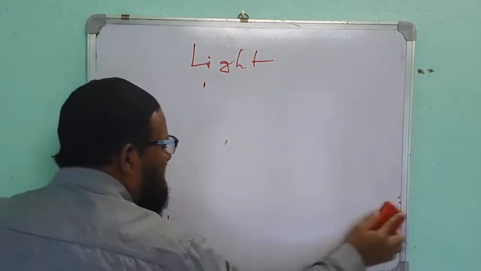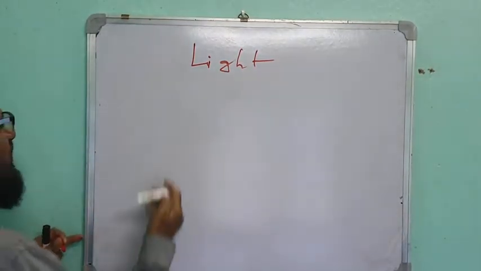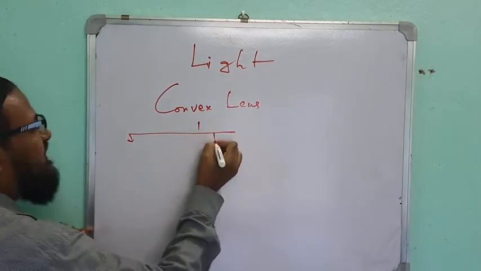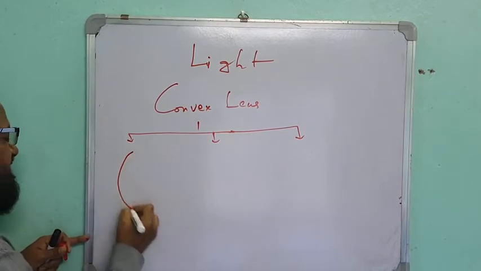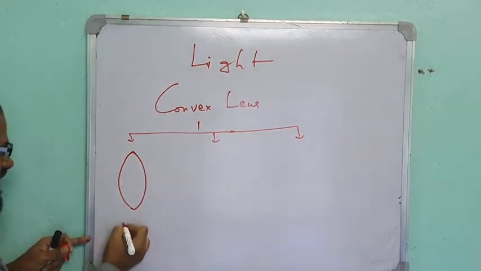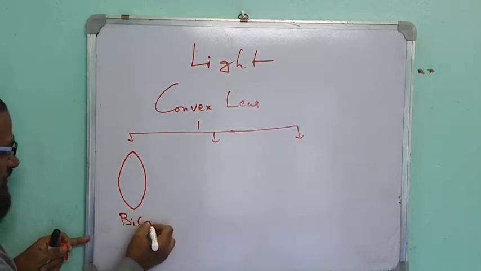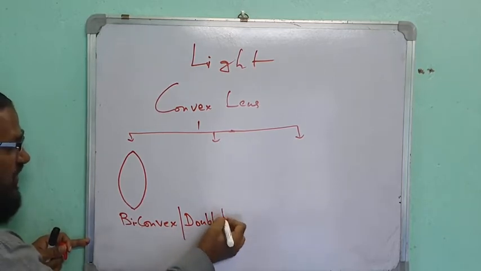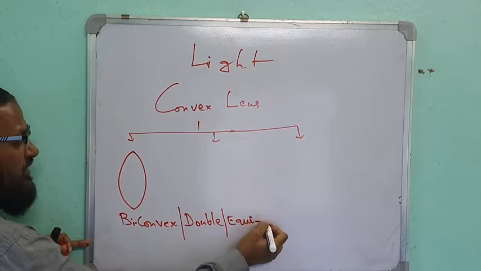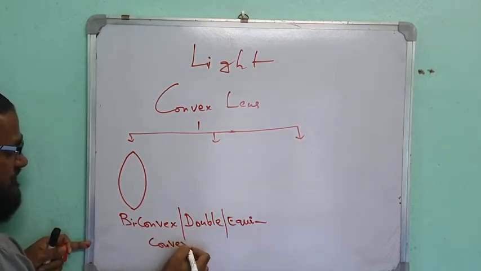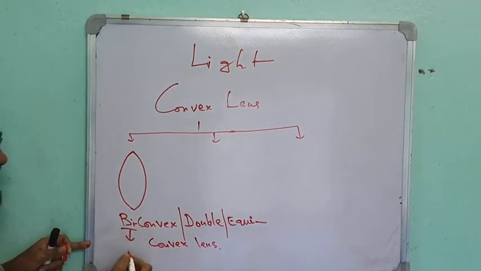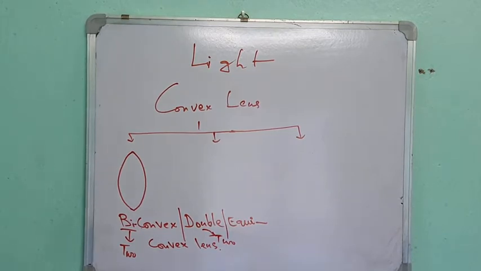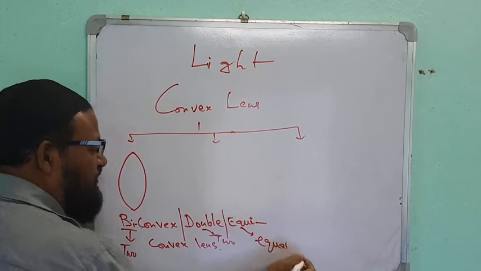Please see here. The convex lens is divided into three types. What is the name of this one? Biconvex, or double convex, or equi-convex lens. Bi means two, double means two. What is the meaning of equi? Equi means equal.